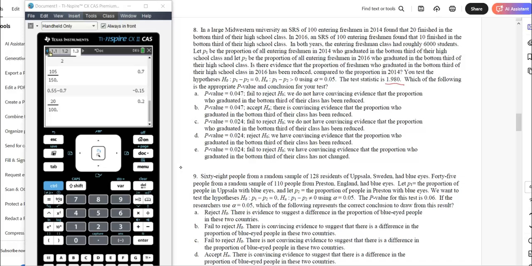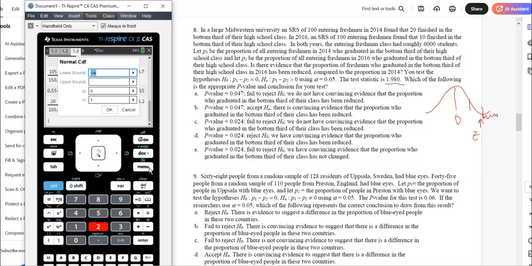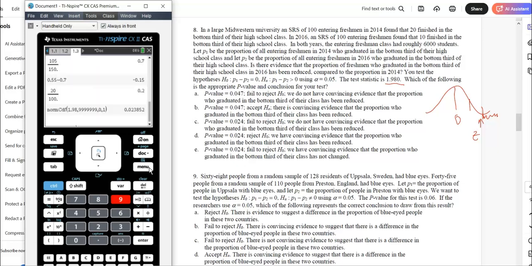If you draw it, there's 0, 1.9, and somewhere out here is your z-value, and you're shading to the right. So in your calculator, to figure out the p-value, I think we can just do menu 652. The lower bound seems to be 1.98, upper bound infinity, 0, 1, z-scores. So 0.023, or 0.024 if you round it.